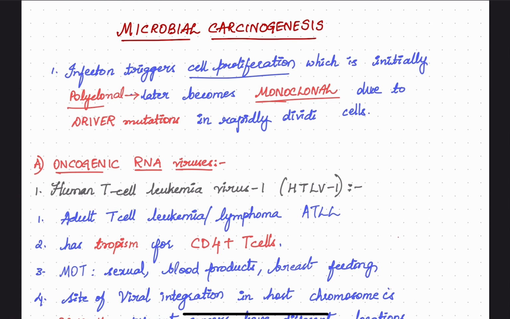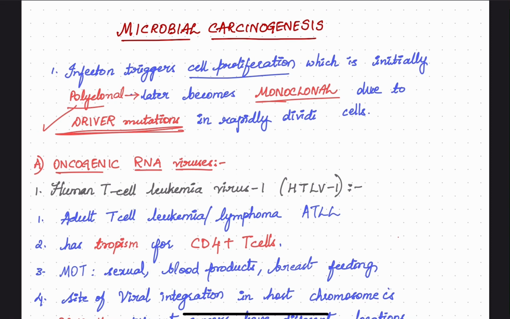Polyclonal means different cells have different genetic compositions. The rapidly dividing cells individually have different genomic compositions. Later, upon acquiring driver mutations, they become monoclonal. Monoclonal means all the cells have the same identical genetic composition.